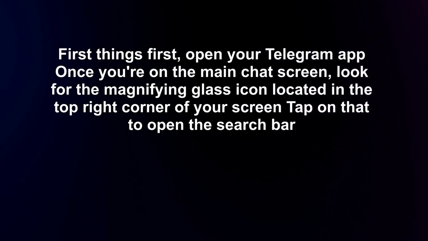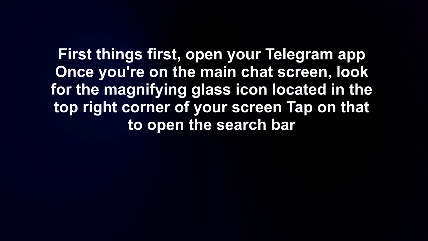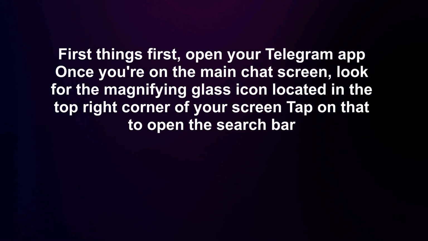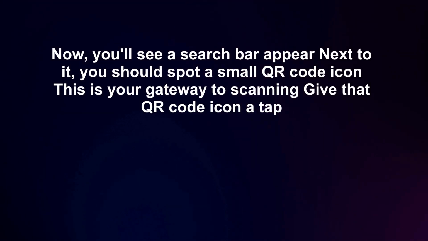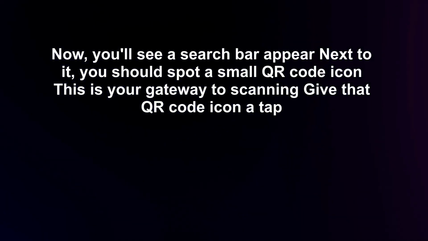First things first, open your Telegram app. Once you're on the main chat screen, look for the magnifying glass icon located in the top right corner of your screen. Tap on that to open the search bar. Now, you'll see a search bar appear. Next to it, you should spot a small QR code icon. This is your gateway to scan, so give that QR code icon a tap.